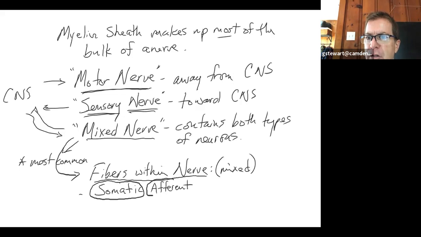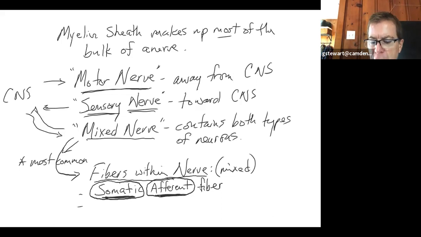Afferent is a directional term that means going toward the central nervous system. So a somatic afferent fiber would be a sensory fiber carrying information from a skeletal muscle toward the central nervous system.